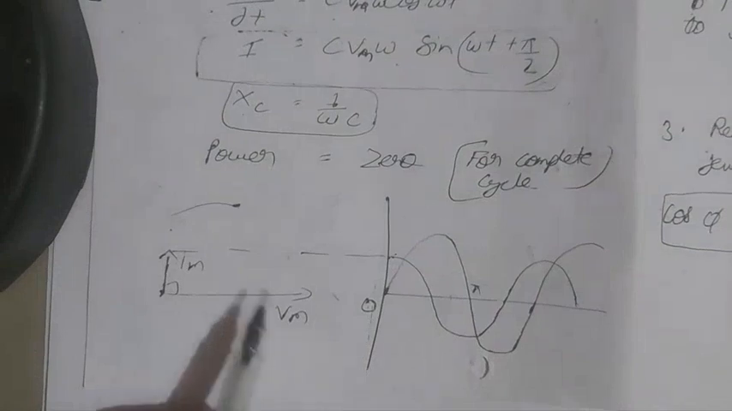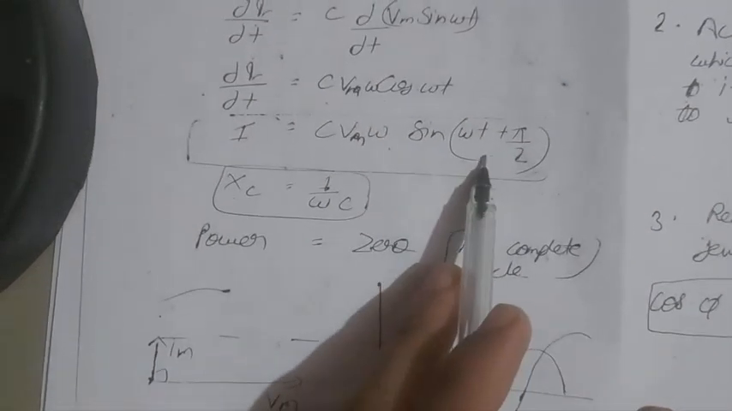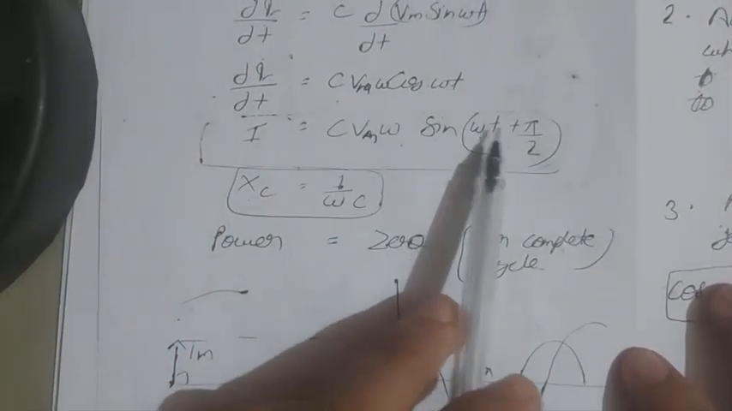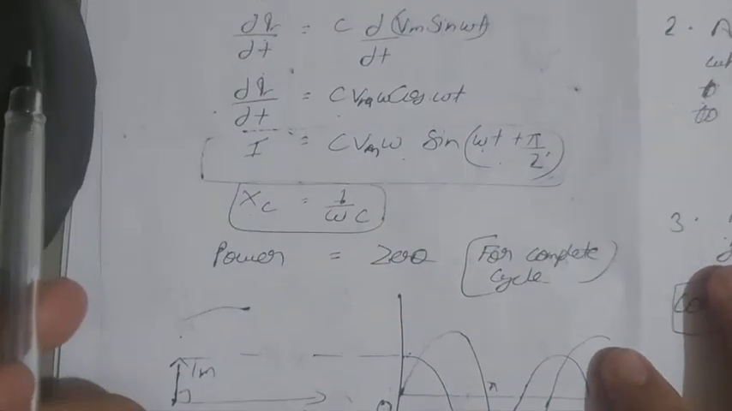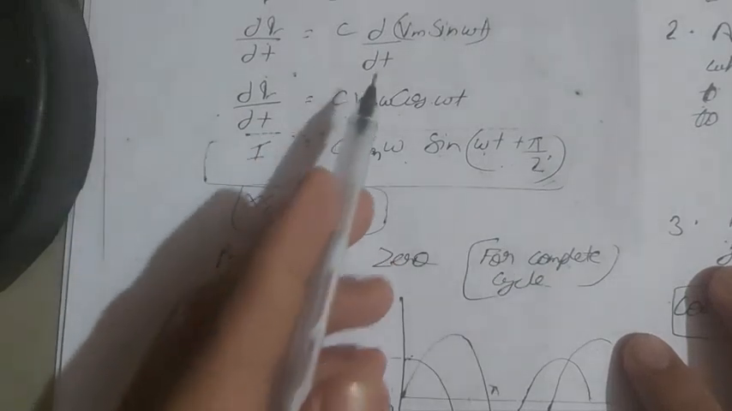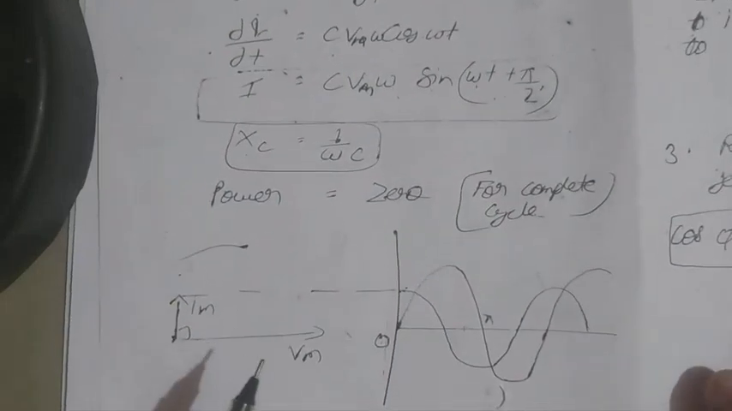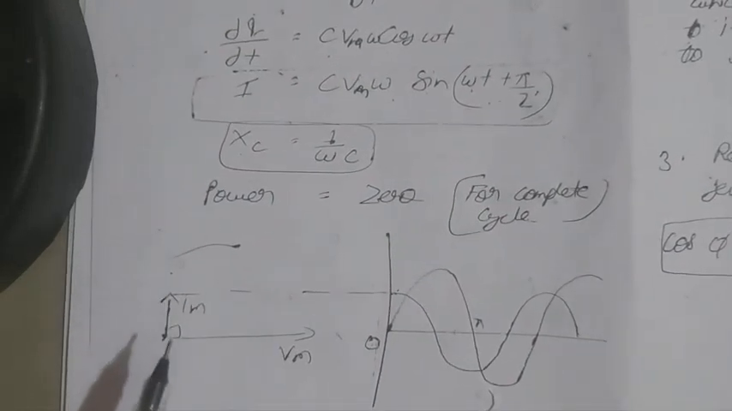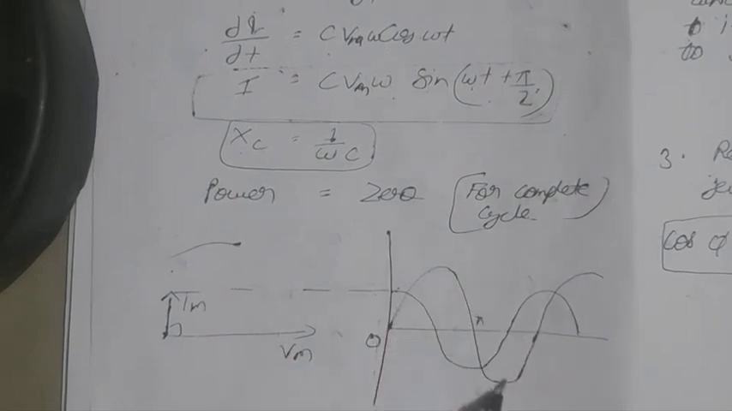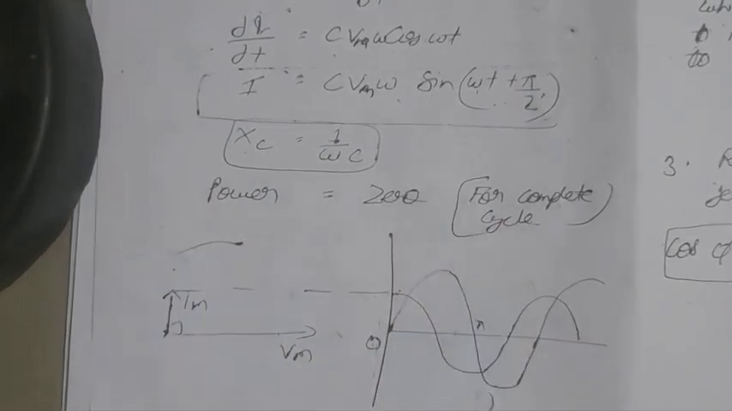Power is 0. You can see the phases. Current is leading by phase pi by 2 because the sign is positive. Here we are taking sin omega t plus pi by 2, and in the previous case for the inductor we took sin omega t minus pi by 2 because there is a negative sign outside. This is the cause for that. So this is the phasor for current and voltage. The average power for the capacitor is 0 for a complete cycle.